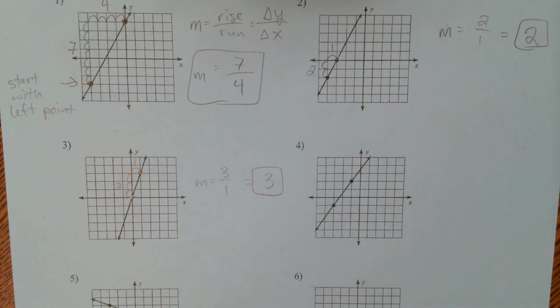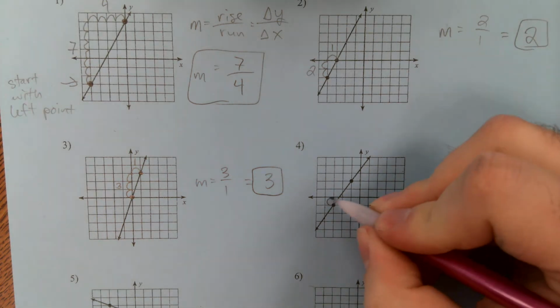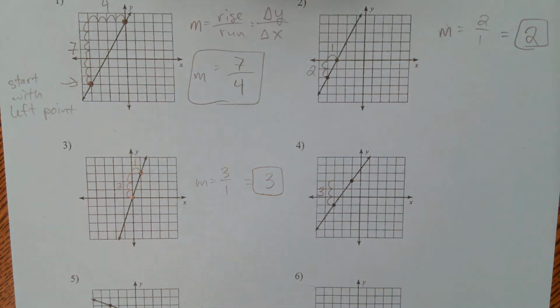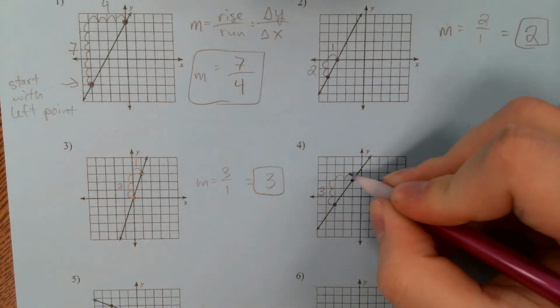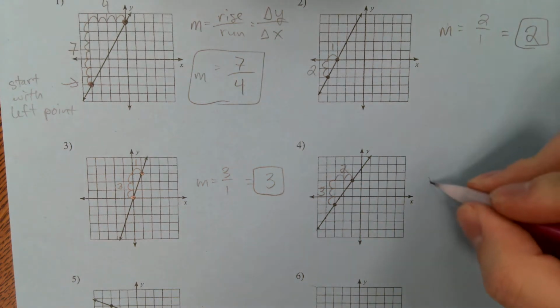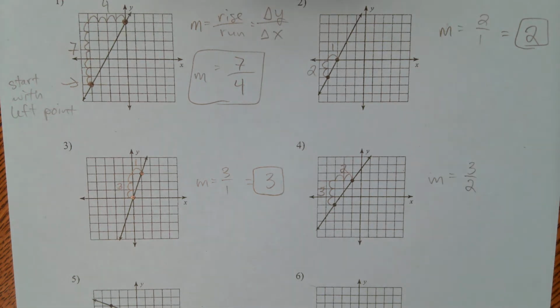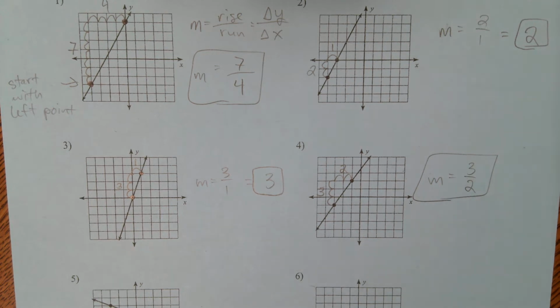Number 4, how many units do we have to rise in number 4? 3? 1, 2, 3. Looks right to me. And then how many units are we going to run? What's our run? 2. 1, 2. Rise over run is 3 over 2. Can't simplify that anymore. So that's our answer.